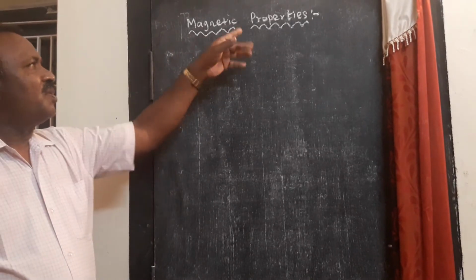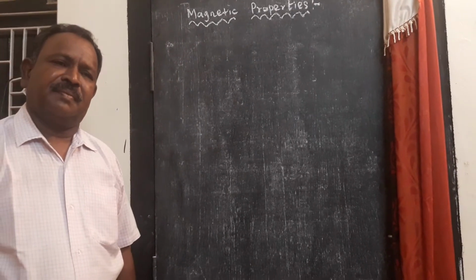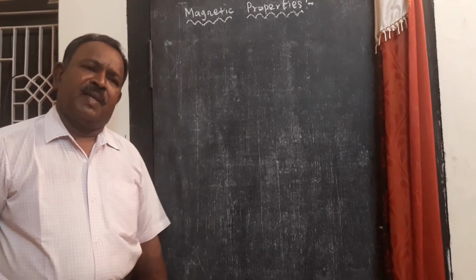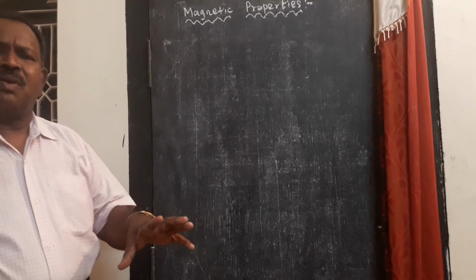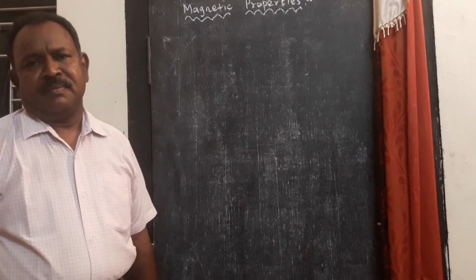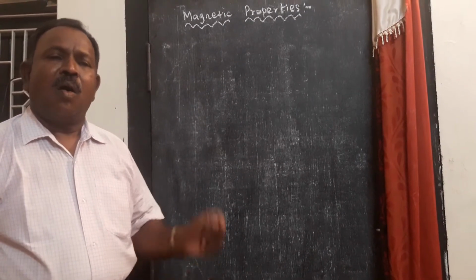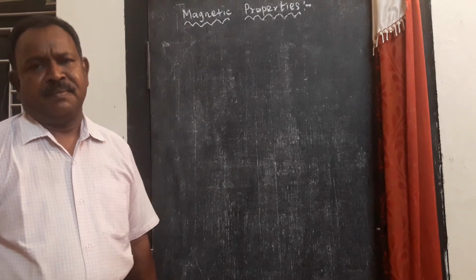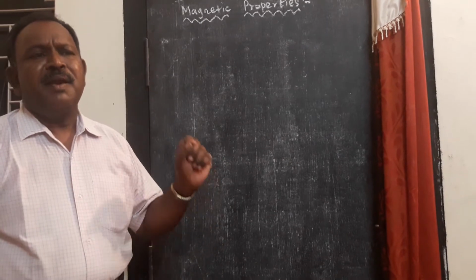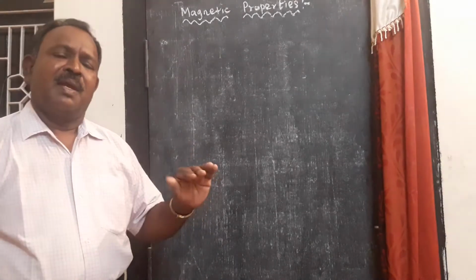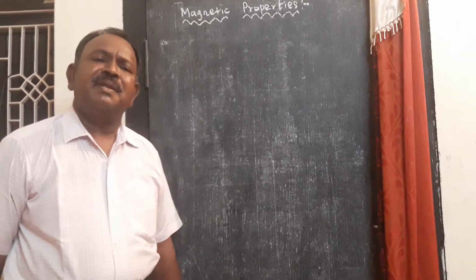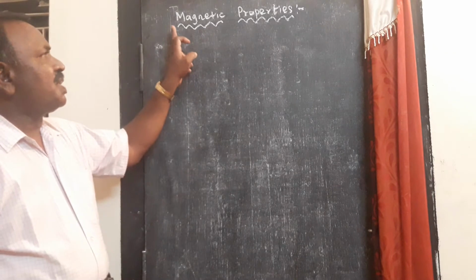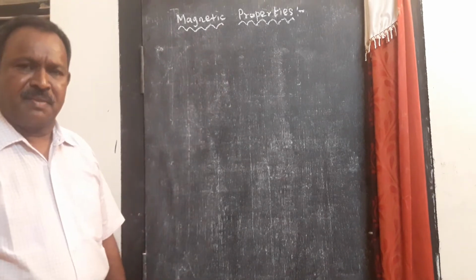Students, in this session we are going to see magnetic properties. First of all, we see what the magnetic properties are. All substances are not magnetic. Further, all magnetic substances will not behave in the same manner. So, magnetic properties help us to classify the magnetic materials into different groups. So in this session we are going to see what the magnetic properties are.